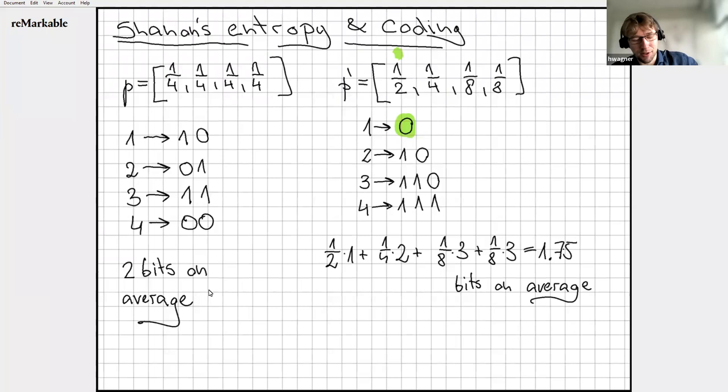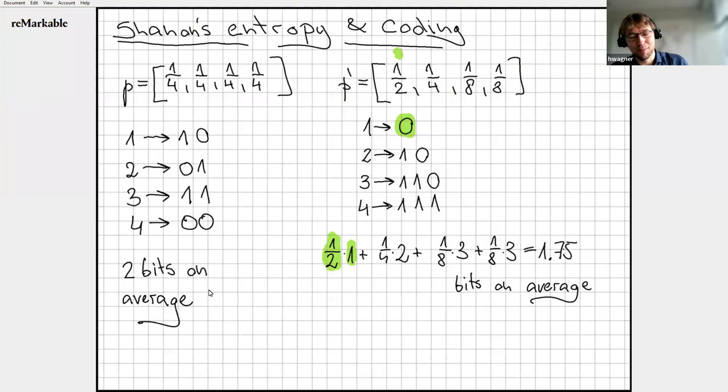And this is just a very easy computation. We just compute the expectations. So those are the probabilities. These are the number of bits. And on average, we get 1.75 bits. So this is what we have to pay on average to encode messages coming from this distribution, which is obviously lower than what we had to do with the fair die.